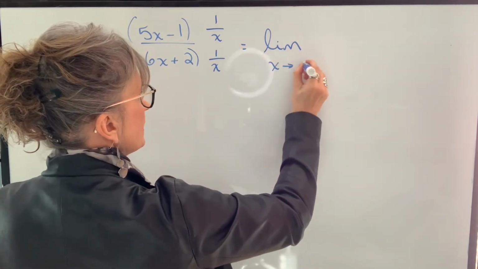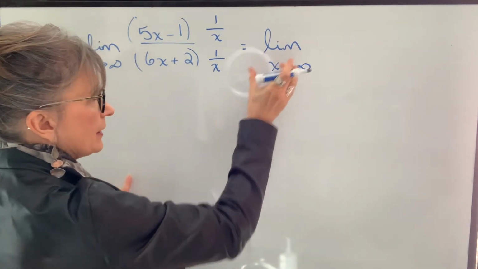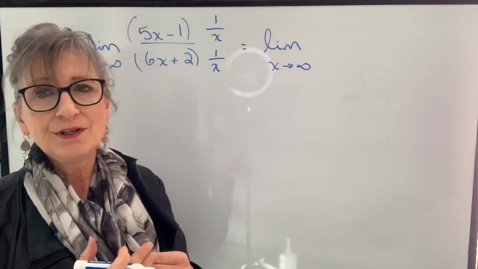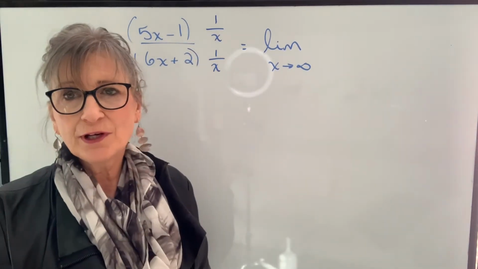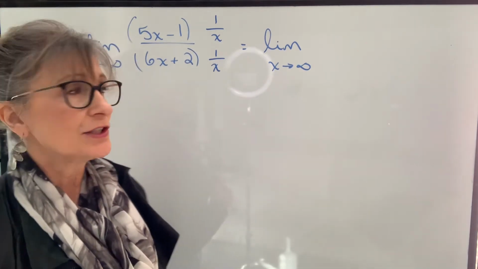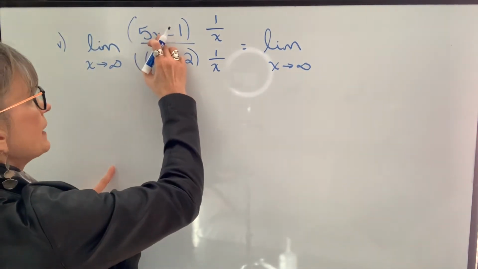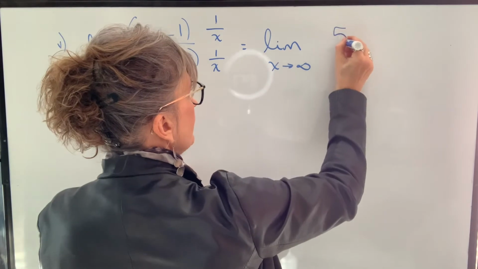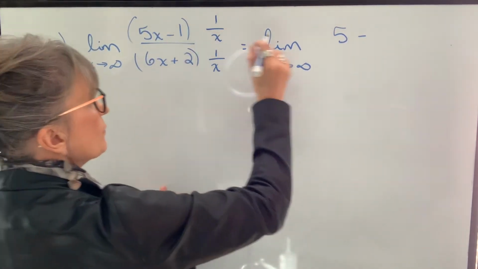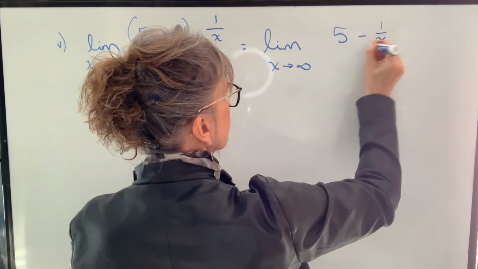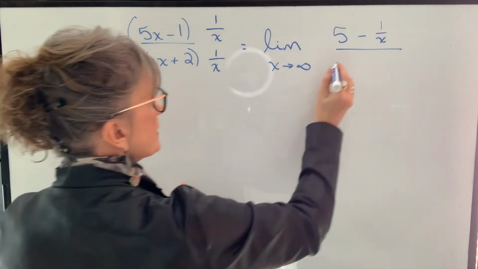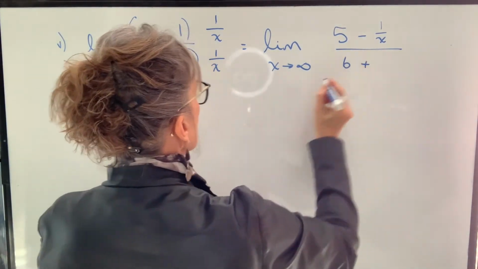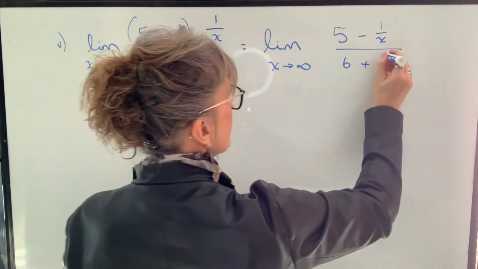A common mistake I see students make is they forget to write limit when we're not evaluating it yet, we're just manipulating the function. When we evaluate it, then we leave out the limit notation. So 5x times 1 over x will be 5, minus 1 times 1 over x. In the denominator, 6x times 1 over x is 6, plus 2 times 1 over x is 2 over x.